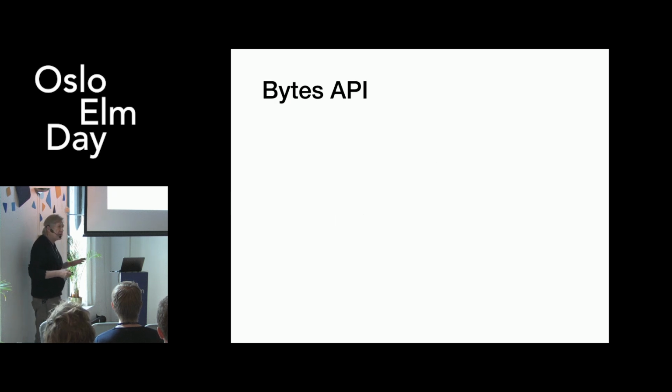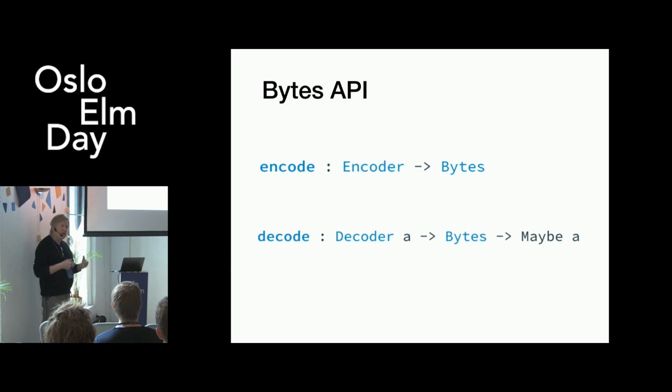Now let's look a little bit at the API for the bytes package. It's, as everything that Evan does, very well designed. There are two top-level functions. The first is encode, and the second is decode. So they're basically inverse functions of each other. The purpose of encode is to take data and to turn it into a byte sequence, and the purpose of decode is to do the reverse, okay?